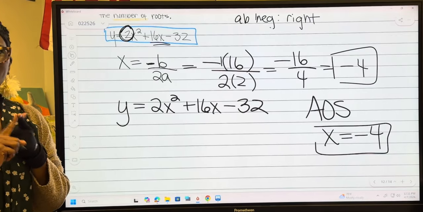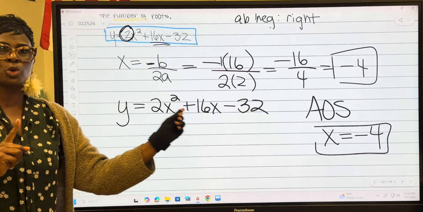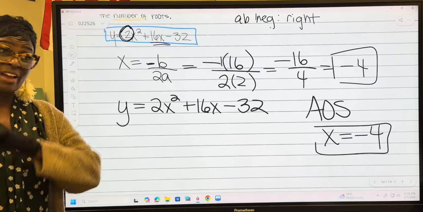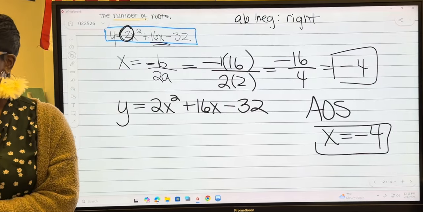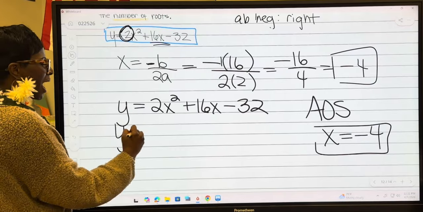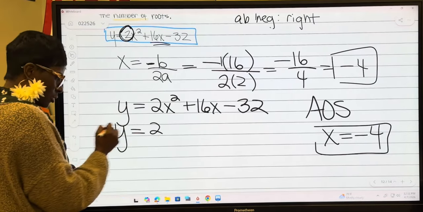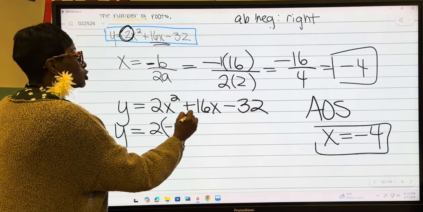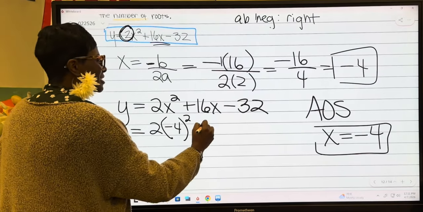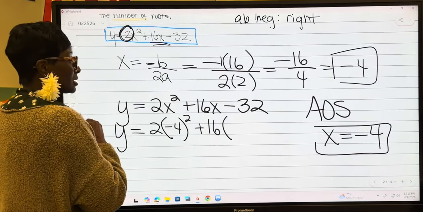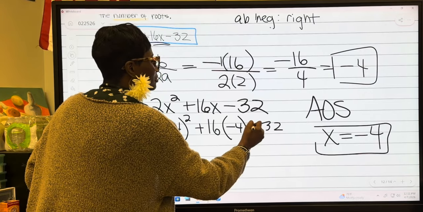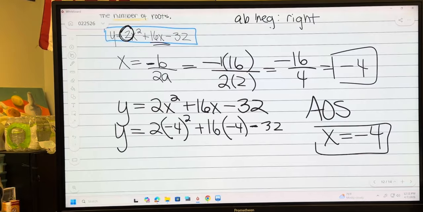Again, your first line after your function or after your rule should only be substitution. No math, just plugging it in, and everything you plug in, you put in parentheses, right? So we're going to have y equals 2 times what? -4 squared plus 16 times -4 minus 32. Everybody good there? Yes.